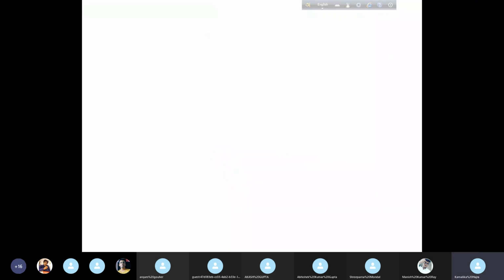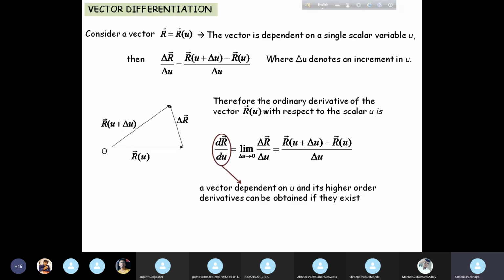So in this manner, we can get higher order derivatives also if they exist. Now, for example, suppose the vector capital R, dependent on the variable u, is the position vector small r. We all know the position vector of a particle in space is given by x, y, and z coordinates. So this depends on some parameter u. We still don't know what u is.